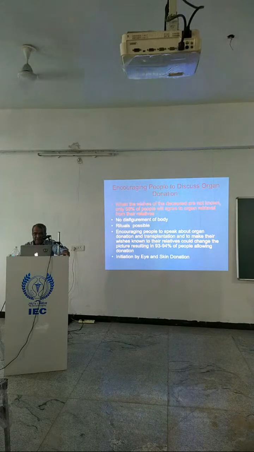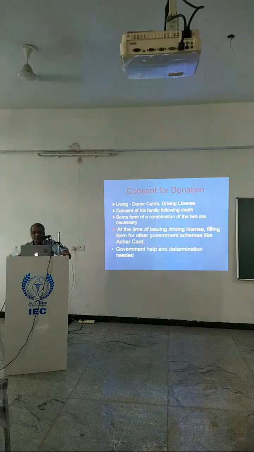So initially with eyes and skin, consent for donation, giving a donor card, the driving license. Some states have made a donor card on the driving license. So when you get a driving license, you say yes or no. Consent of the family following death. Some combination of the two is necessary. At the time of issuing a driving license, or filling forms for other government schemes like the Aadhaar card, the donor card should be made compulsory. Government help and determination is needed.